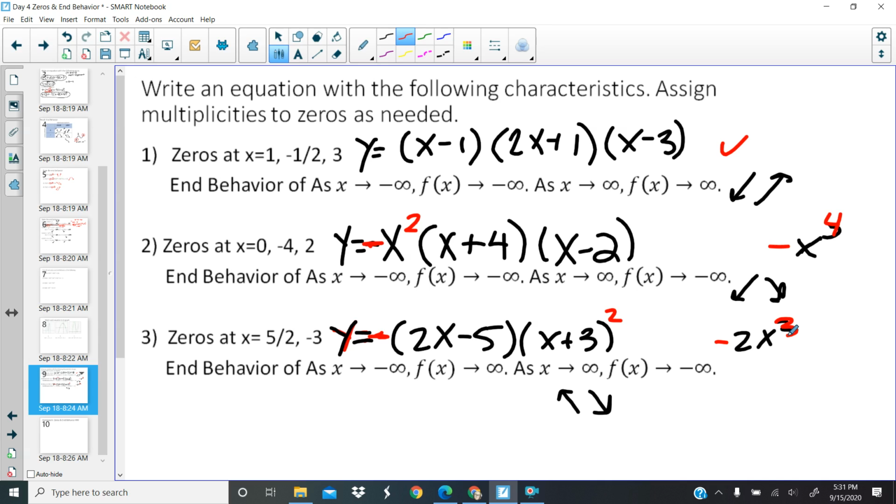So let me know if you have any questions on zeros or end behavior, and we will try to work on those as we need to. But hopefully the majority of this, other than just the notation, was a good review from Math 3. End behavior and zeros.